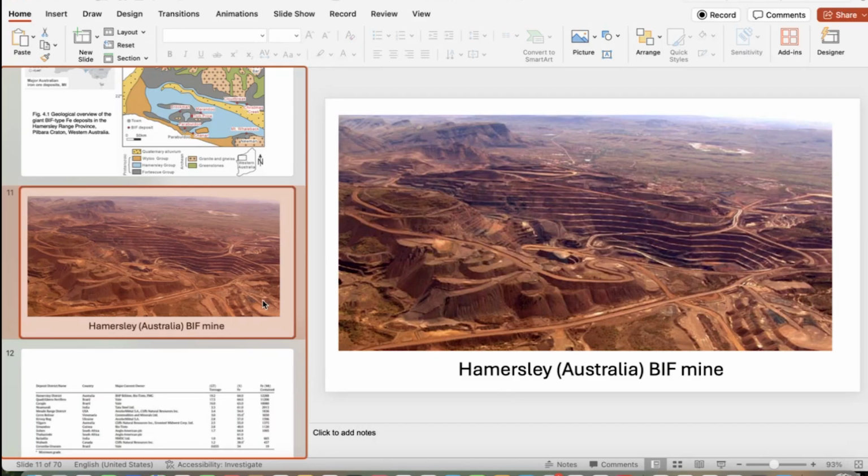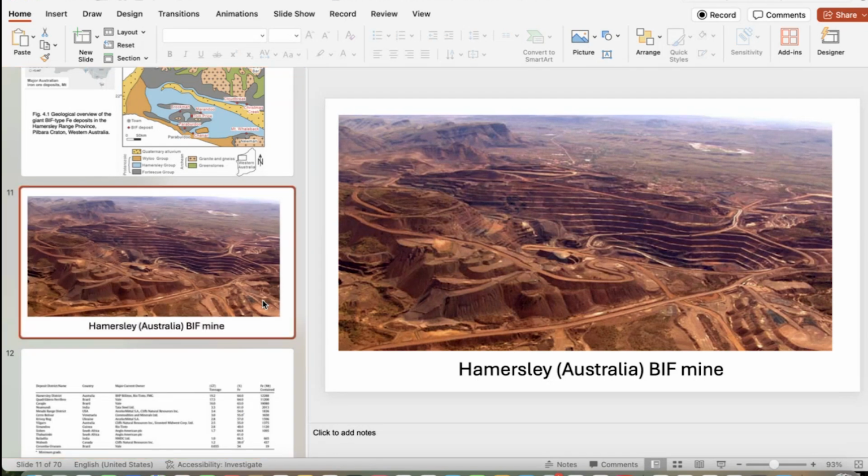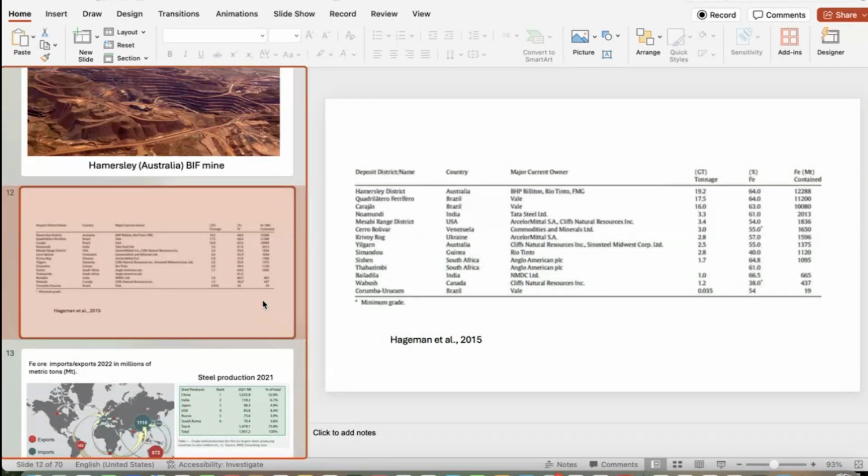Yeah. So anyway, there's a Hammersley mine. You can see these massive operations. They are impressive. So these are the tonnages and the countries. There's the deposit name, the country, who owns it, gross tonnage, percent iron, megatons contained.